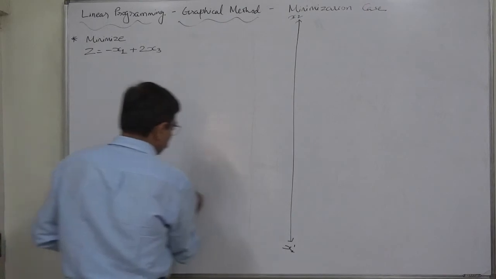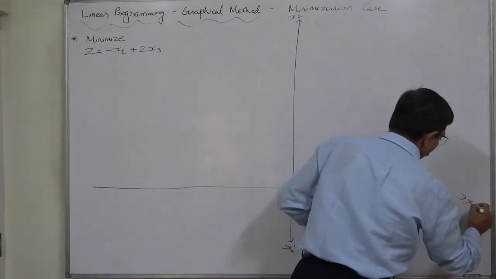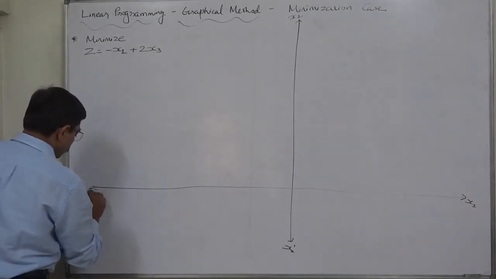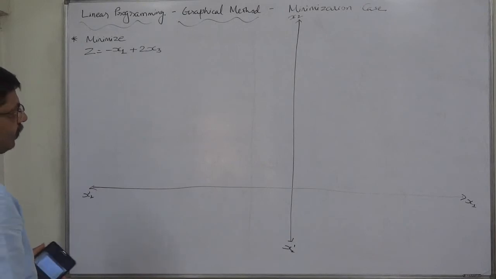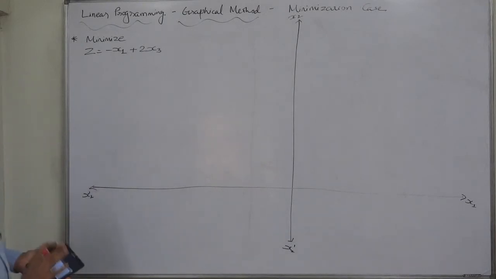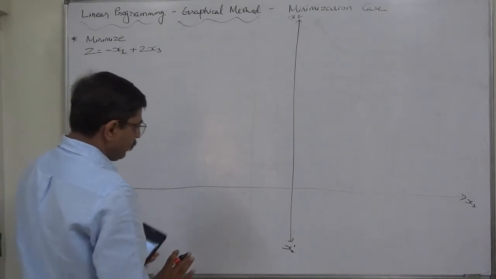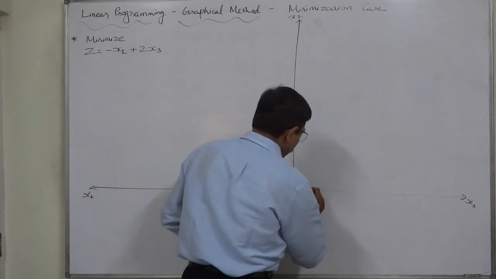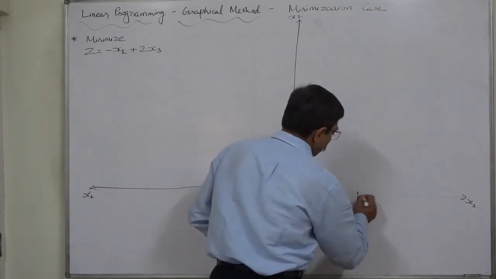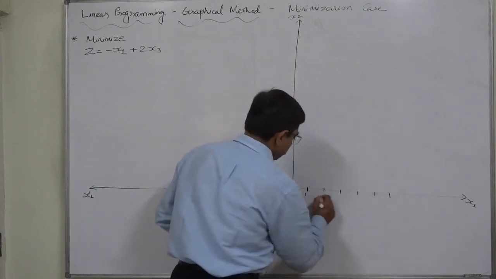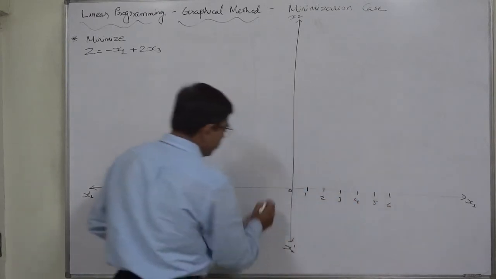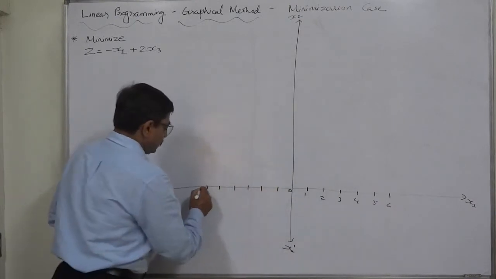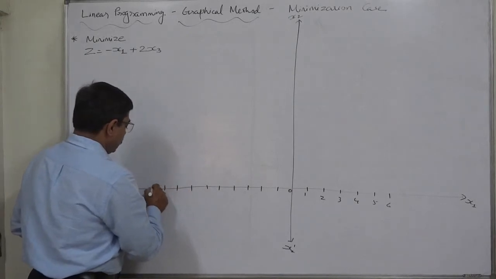We need to write up to -10. I am drawing only a sketch of the graph, so it is something like a rough work. You have to bear with it. On this kind of board it is not possible for me to draw a graph with accuracy, so I am drawing only a sketch. On the x1 axis it is up to +6, 1, 2, 3, 4, 5, 6, and up to -10. 1, 2, 3, 4, 5, 6, 7, 8, 9, 10.